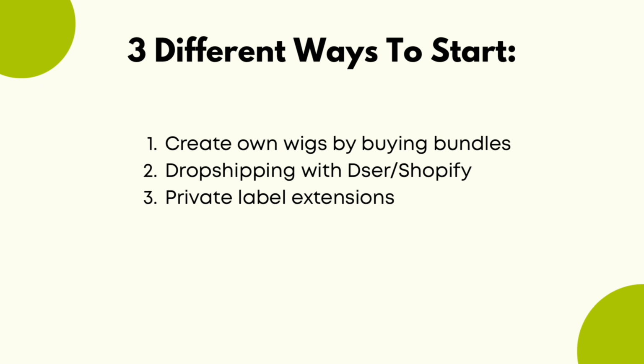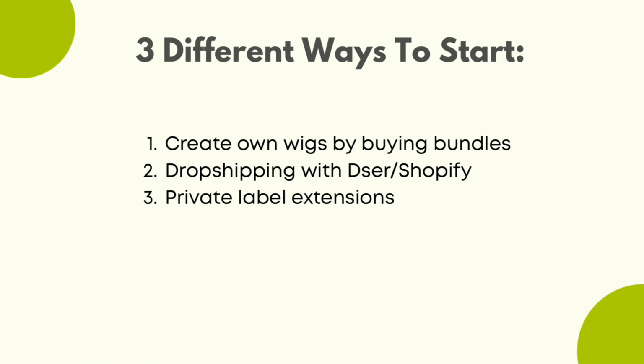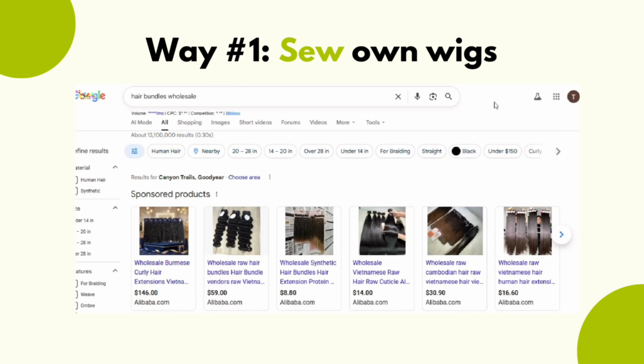And the 3 different ways that you can start your wig business: number 1, create your own wigs by buying bundles or closures. You can sew it together by either machine or handmade. Number 2, dropshipping with DSers and Shopify. Number 3, using private label extensions. Now, of course, the hardest one is sewing your own wigs.